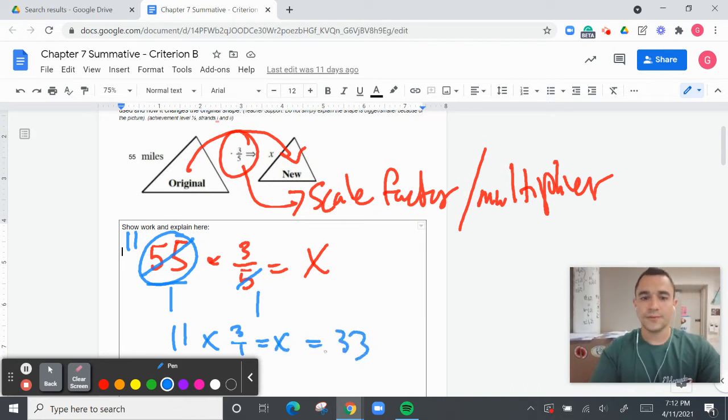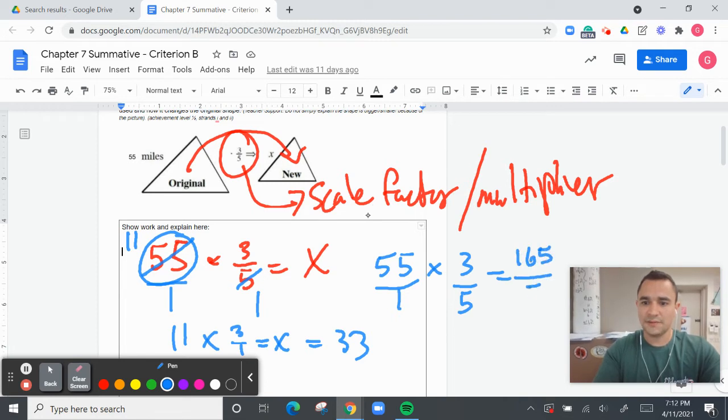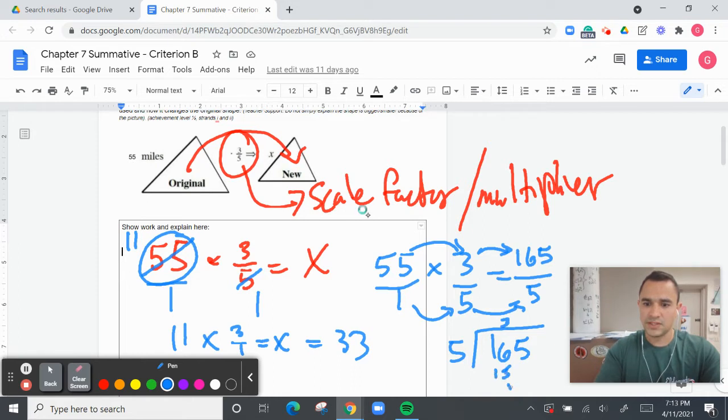Now, you can also do it a different way if you want to go straight across. 55 times 3/5, and that's over 1. You can go 165 divided by 5, and then you do 165 because that equals that, and that equals that. Divided by 5, and that's going to give you 3, 15, 1, and the 5, and another 3. So either way you do it, it's the same thing. All right, so that's the first one.